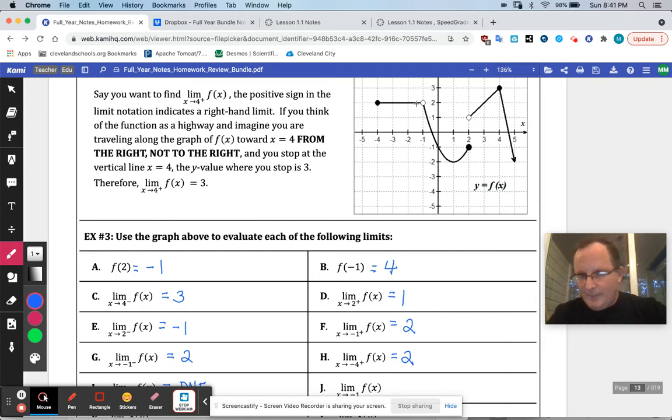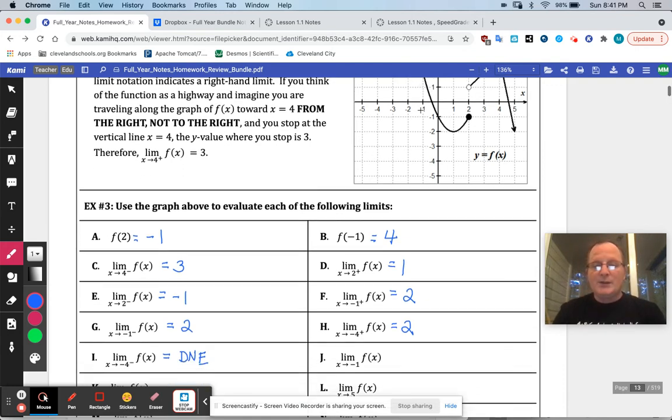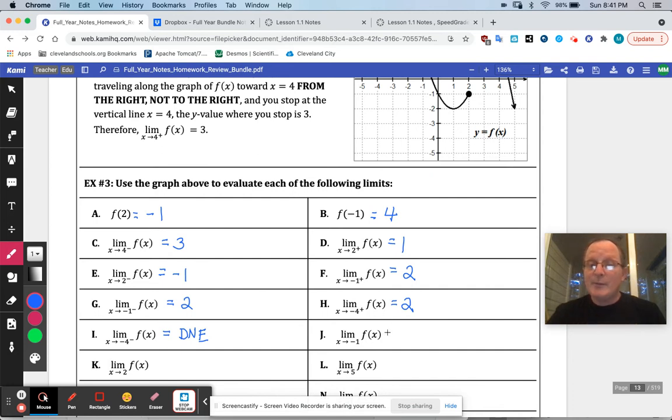From the left, it was heading to 2. From the right, it was heading to 2. So the limit as x approaches -1 of f of x is 2. Since that one was 2 and this one was 2, that allowed us to answer that the limit itself was 2.